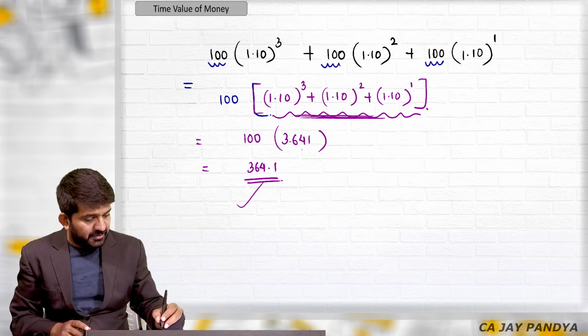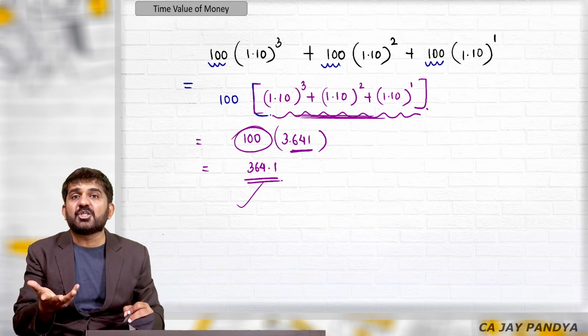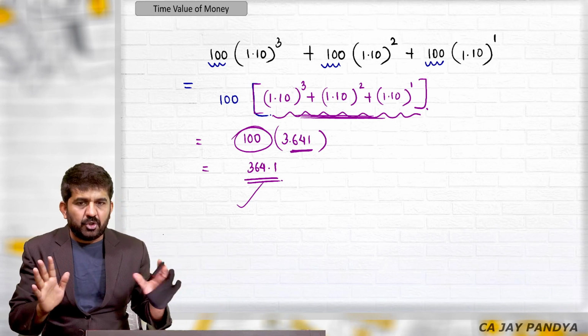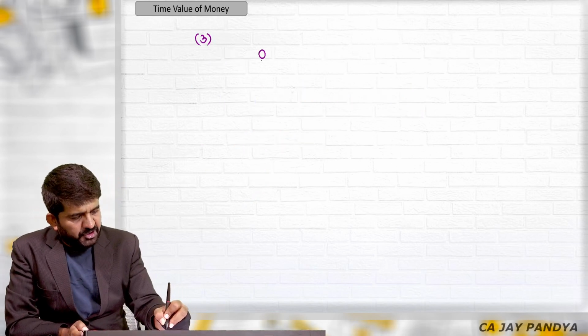So see, this 3.641 is multiplied by 100. Why is it multiplied by 100? Because we have taken 100 as common. So this is 364.1.